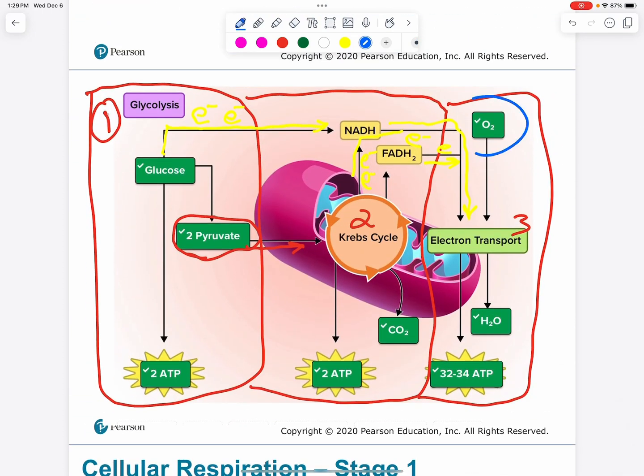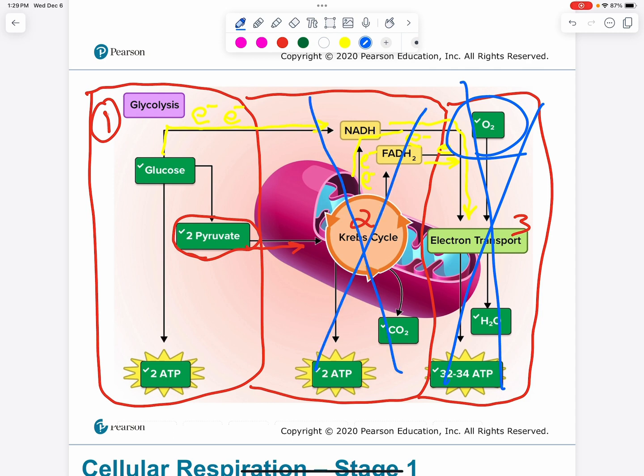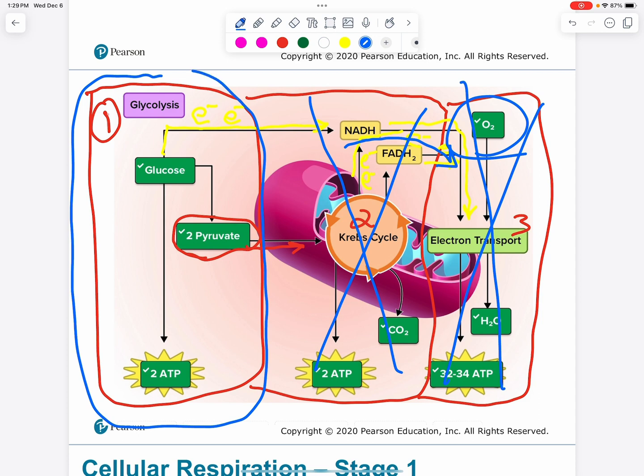Step 3, this required oxygen. So if you don't have oxygen, this can't happen. And there's no sense for this one to work. Why send all this over here if the traffic accident is down the freeway? Then it's going to back up for miles behind the accident. So now Krebs cycle breaks, but no oxygen is needed right here in glycolysis.